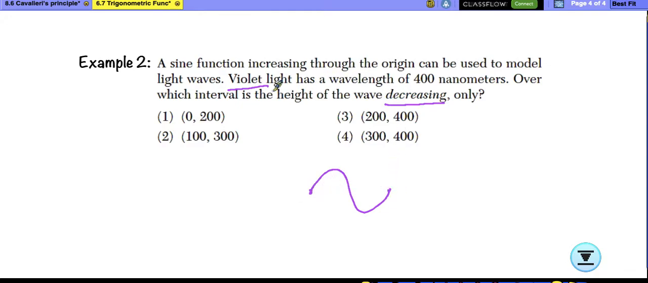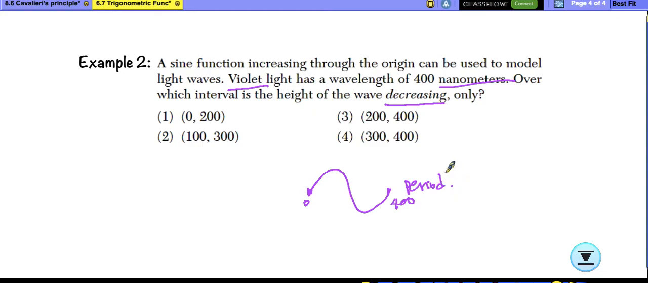And also we say it has a wavelength. So this one is talking about nanometer, which is just a unit here. It's talking about from here to here, 0 to 400. That's a way you can understand it. So that's how long one cycle is, or in another word, the period.